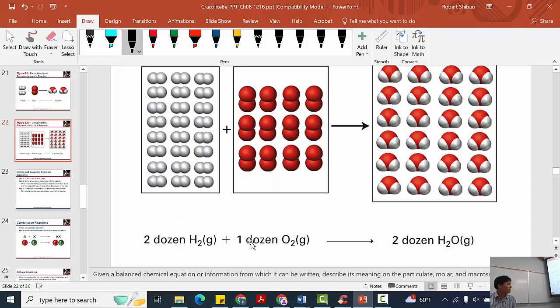We don't use dozen either. A dozen's too small. You couldn't even weigh this on a normal balance. But if we had 2 moles of hydrogen, then you can weigh that on a normal balance, because that would weigh 4 grams roughly. And if you have 1 mole of oxygen, that would weigh roughly 32 grams. And if you had 2 moles of water, that would weigh also 32 grams. Would that be right? Wait. 2 moles, 18, yeah. 36 grams.